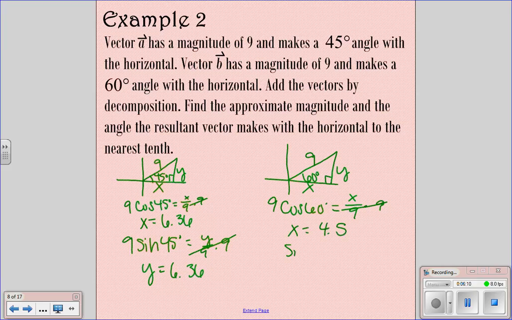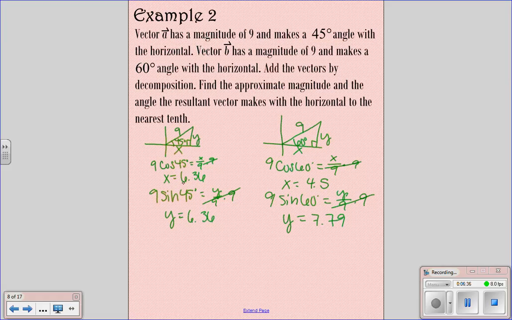And then we're going to do the sine of 60 is y over 9. Multiply by 9. And you should get that your y value is 7.79. So on these, you need to add your x parts together and you need to add your y parts together.